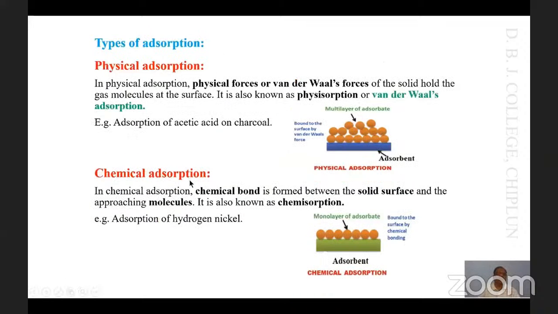There are two types of adsorption. One is physical adsorption and another one is chemical adsorption. Now, what is this physical adsorption? In physical adsorption, physical forces or van der Waals forces of a solid hold the gas molecules at the surface. It is also known as physisorption or van der Waals adsorption. The example is adsorption of acetic acid onto the surface of charcoal.